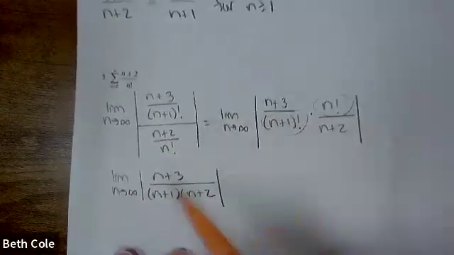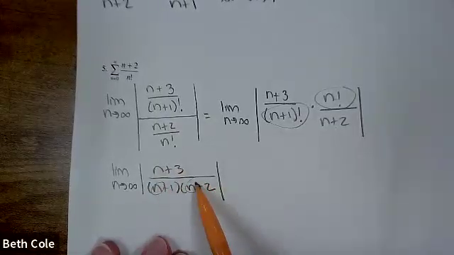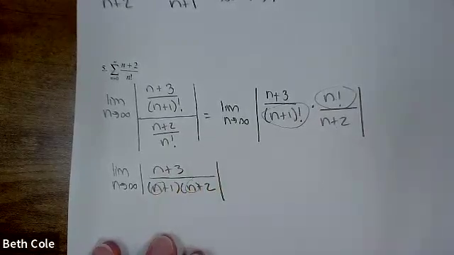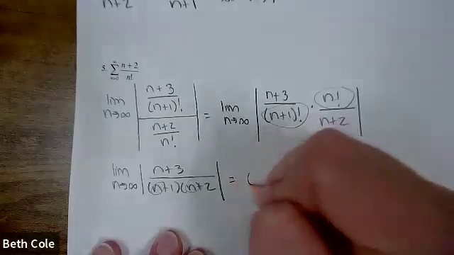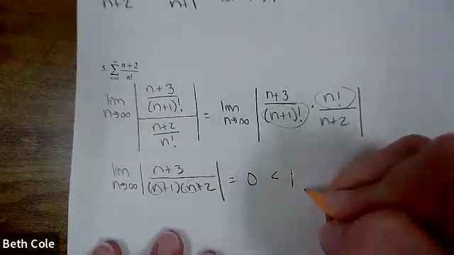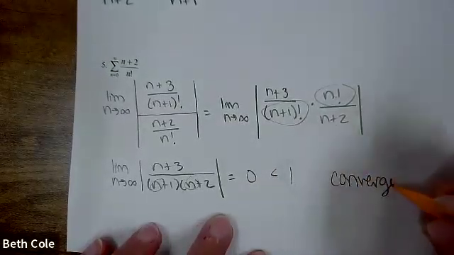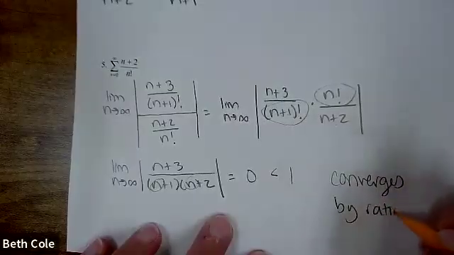Now, if we go to evaluate the limit, this is n to the first. If you multiply these together, that is n squared, n to the second. So the numerator is smaller than the denominator. So it's 0, which is less than 1, and so your big conclusion is converges by ratio test.